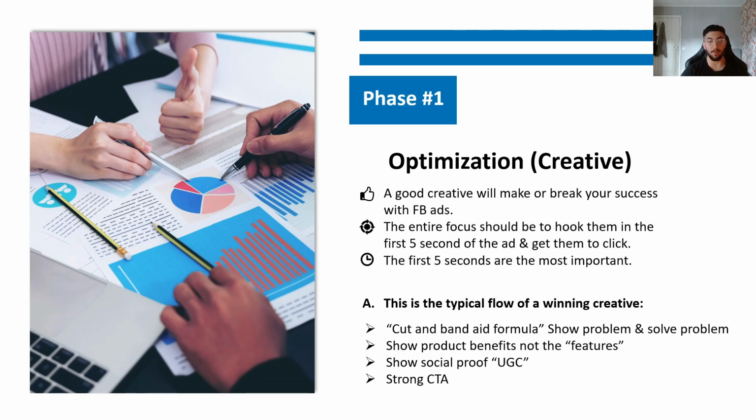Another one: show the product benefits, not the features, which I'm going to explain. Show social proof, UGC, user-generated content, and a strong call to action. So a good creative will make or break you. Guys, the creative is the most important thing.